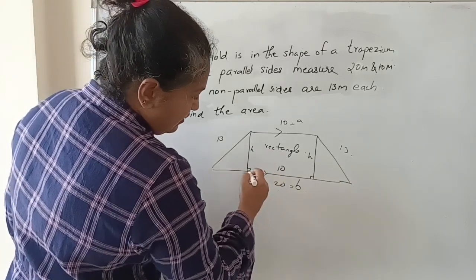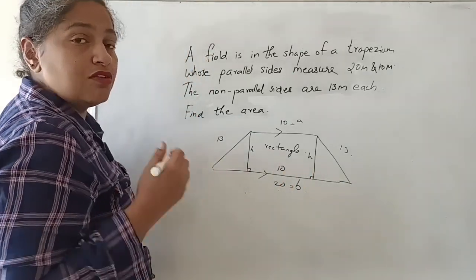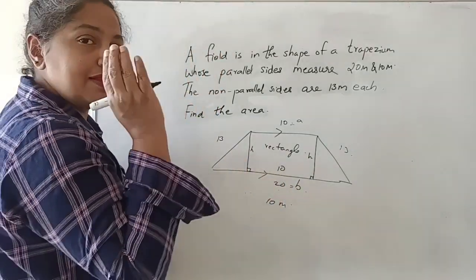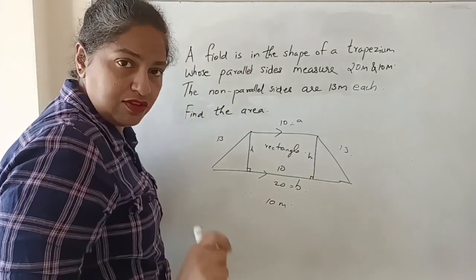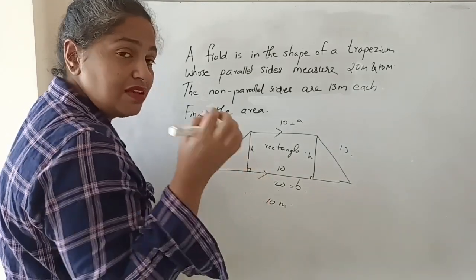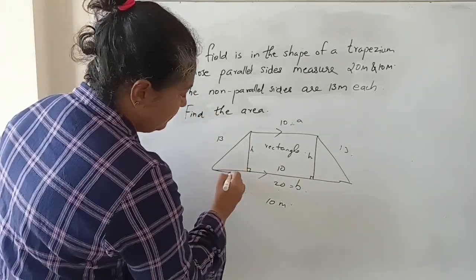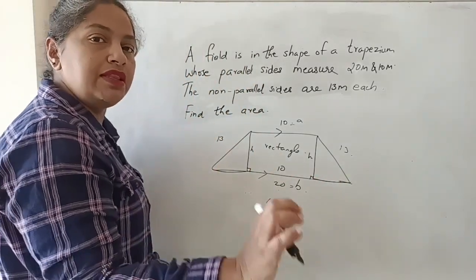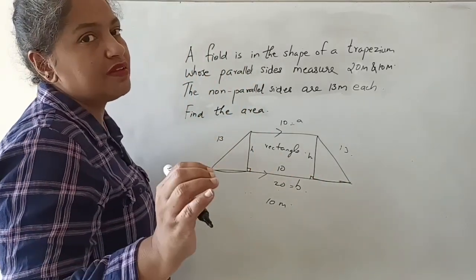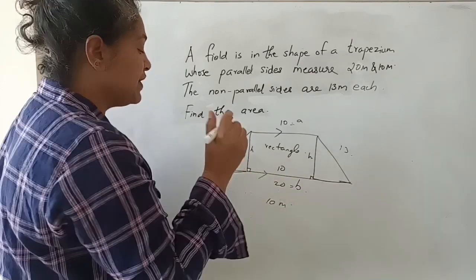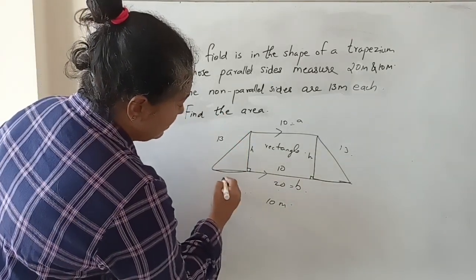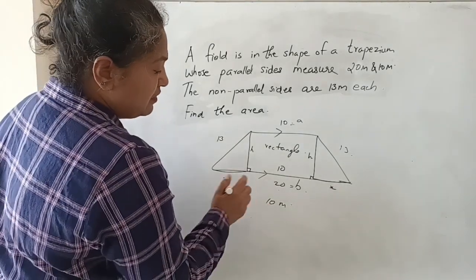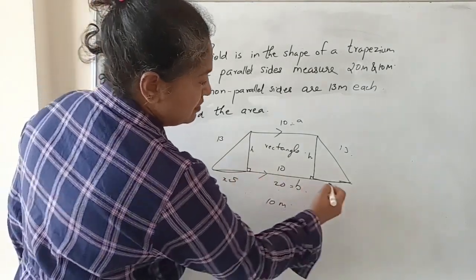Out of this 20, this 10 has gone to the base of the rectangle. So what is remaining? Remaining 10 meters are pending. That 10 meters, because it is an isosceles trapezium, will be divided equally between this side and this side. It happens only in the case of an isosceles trapezium, not in the case of a scalene trapezium. So if this part is x, this part is also x. 10 meters will be equally divided between this and this.